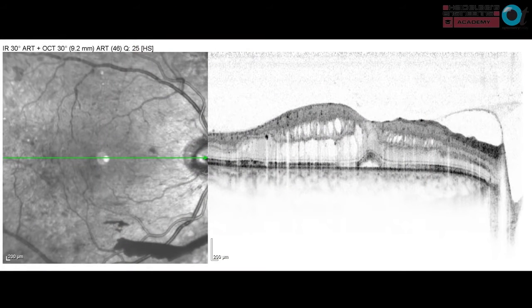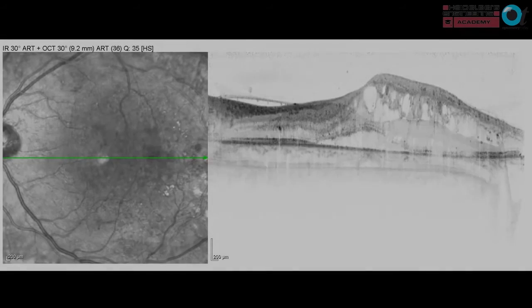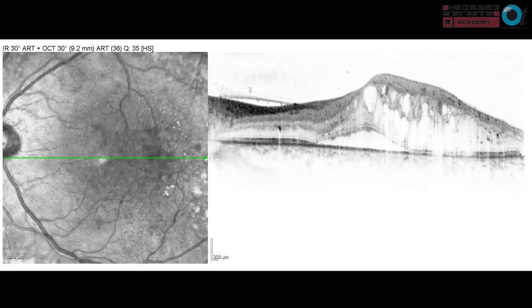This was his OCT. Again, you can see marked macular thickening with loss of the foveal pit, with numerous hyperreflective cysts within the retina, and this tiny puddle of fluid just beneath the retina, suggesting gross macular edema. And in the left eye, again, gross macular edema with subretinal fluid.